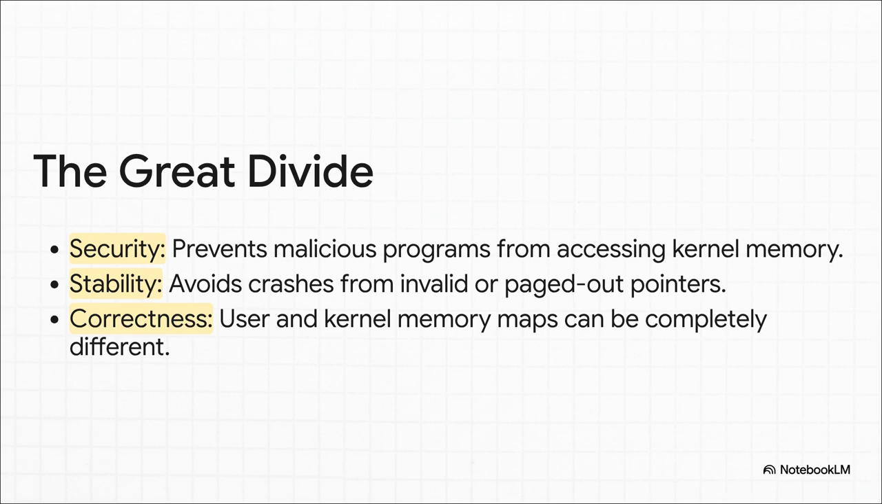I mean, think about it. It would be a gigantic security hole. A bad pointer could also point to memory that's been swapped out to the hard disk. And if the kernel tried to access it directly, bam, the whole system would crash. This strict separation is fundamental to how a stable operating system works.